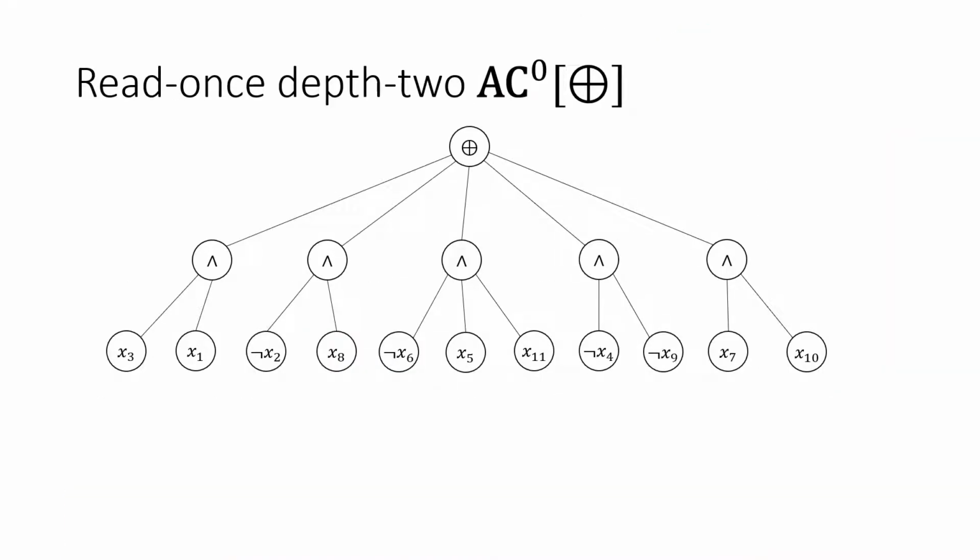We focus on read-once depth-2 AC0 formulas with parity gates. So that is, we're considering depth-2 formulas with AND gates, OR gates, and parity gates. The gates have unbounded fan-in, and negations are allowed for free. And then the formula is read-once, which means every variable appears at most one time. So here's an example on the slide.